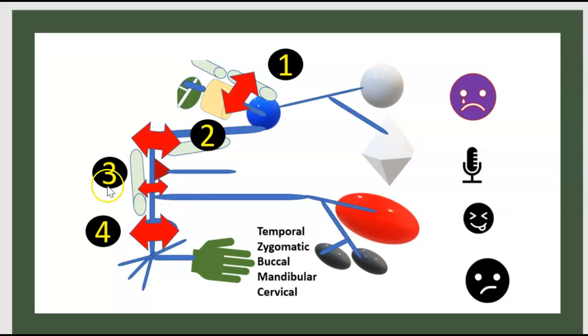The third level of lesion is about the two-thirds anterior tongue with the loss of taste. And the fourth level of lesion is the foramina with loss of facial expression, temporal, zygomatic, buccal, mandibular, and cervical branch of the facial nerve.